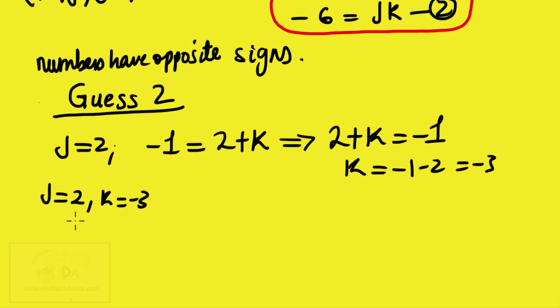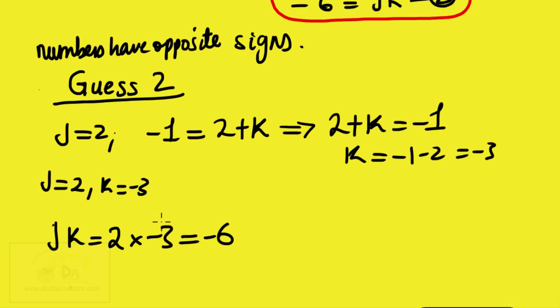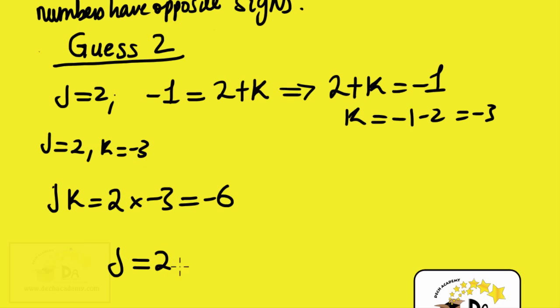Is the product of j and k equal to minus 6? Well, let's see. J times k is equal to 2 times minus 3, which is equal to minus 6. Therefore, the second equation is also satisfied. Therefore, j is actually equal to 2 and k is actually equal to minus 3.